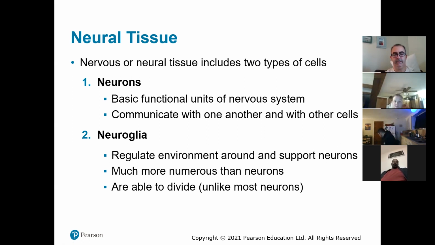The neuroglia, this word glia comes from the same word as glue. It kind of holds the neurons together and supports them. So it regulates this environment around the neurons and supports them. There are a lot more neuroglia cells than there are neurons, and most of them are able to divide. Most neurons can't really divide, or they divide really, really slowly. These neuroglia cells can divide. What they can't do is send or receive signals, right? They're just there for support.